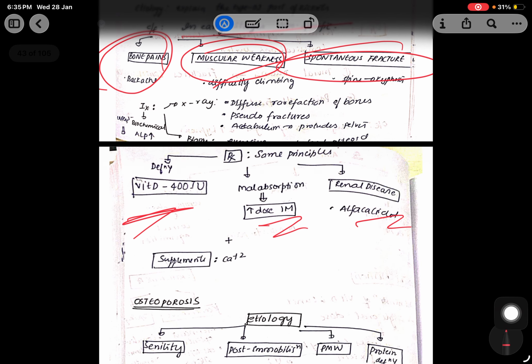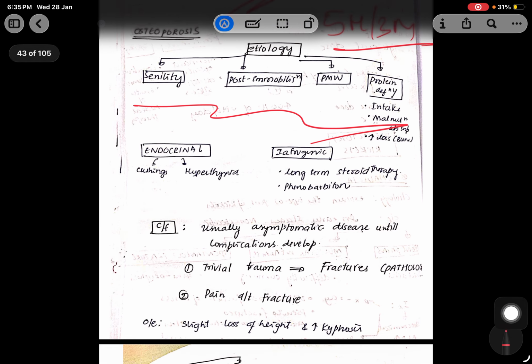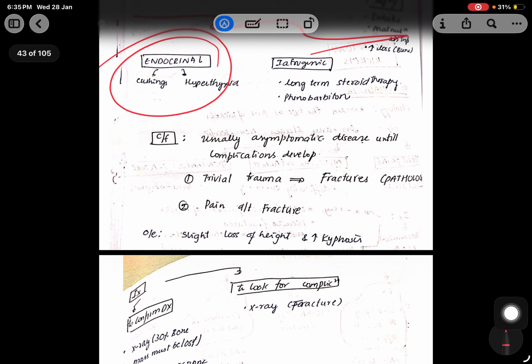Osteoporosis, again for a 5 marker or a 3 marker, it's an important thing. Etiology, I'm sure you know it. Make sure you don't forget the endocrinal part. Clinical feature, they are obviously asymptomatic. Most of the cases which we diagnose are based on pathological fractures which come about.